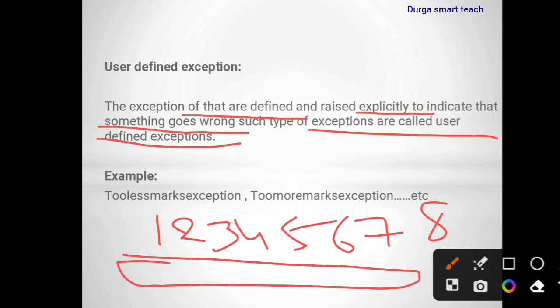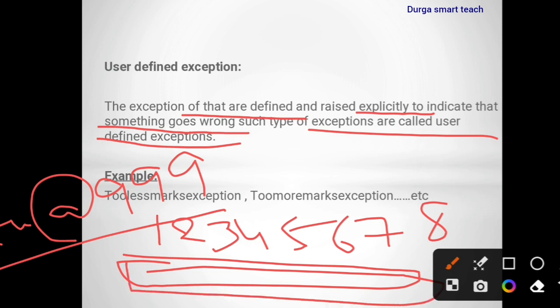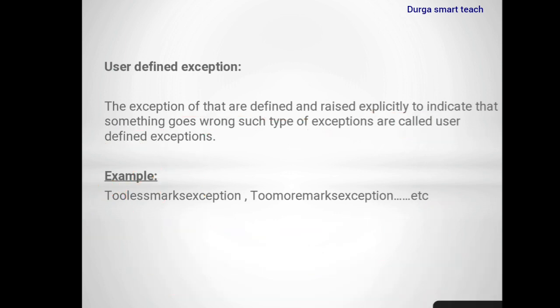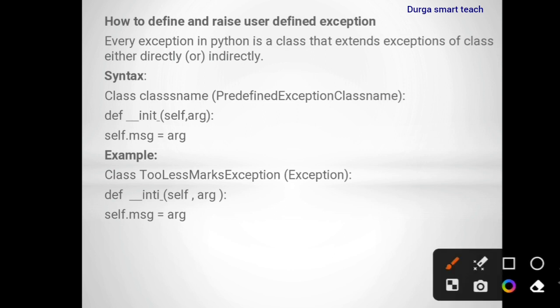In that case you give something like stu@999. If you give it like this, it will accept it. If you give 12345678, it will display one message. That message is known as a user defined exception. So let's see how to define user defined exceptions. Every exception in Python is a class.